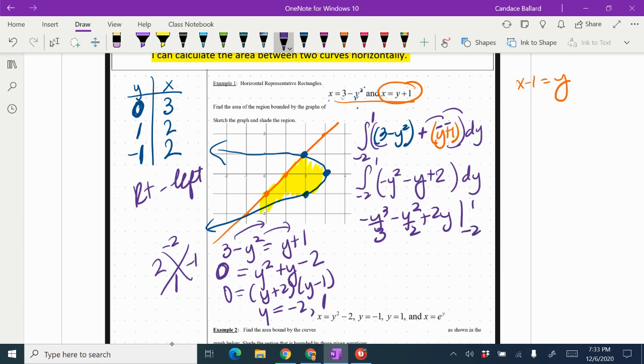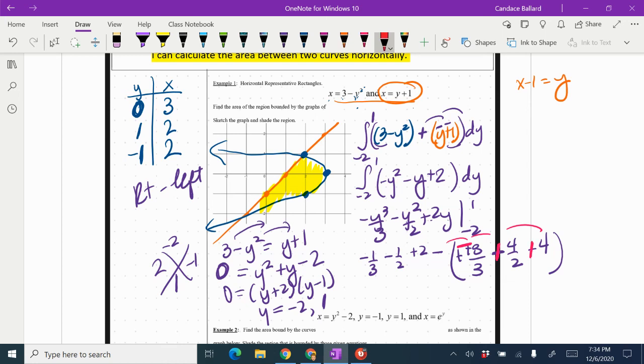Let's plug in our 1. 1 cubed is 1, so I'd end up with -1/3. 1 squared is 1, so I get -1/2. And 2 times 1 is 2. I'm going to subtract, and I'm going to put a big parentheses. Always a parentheses here. Negative 2 cubed is negative 8, and there's already a negative hanging out, so that's going to go positive. Then it's a minus, and negative 2 squared is 4 over 2, and then 2 times negative 2 would be negative 4. I'm going to distribute in this negative, which means I'm changing all my signs. So that's a minus, this is a plus, this is a plus.